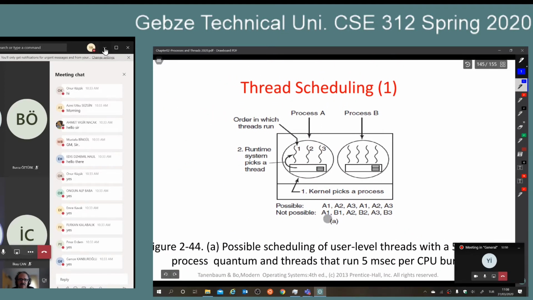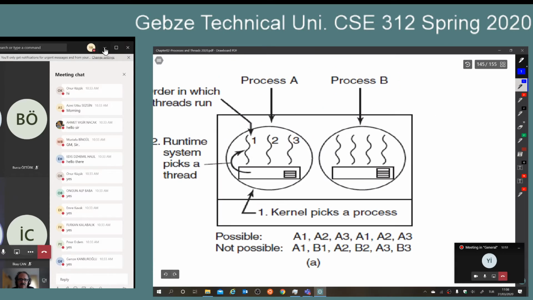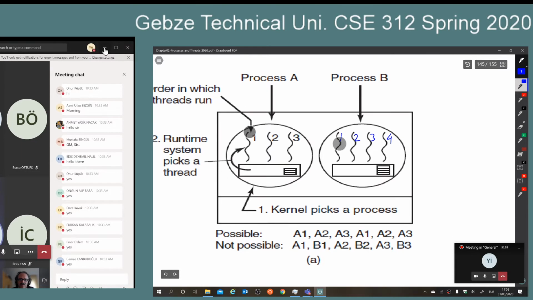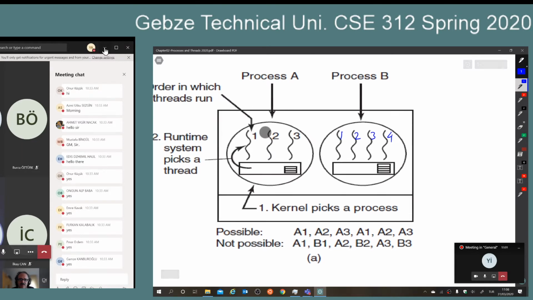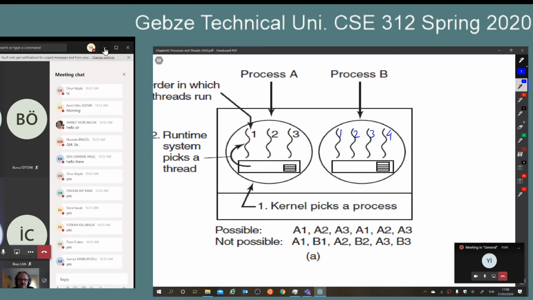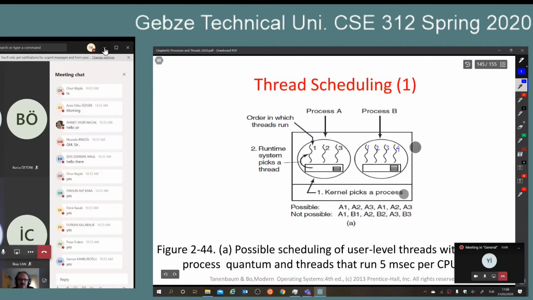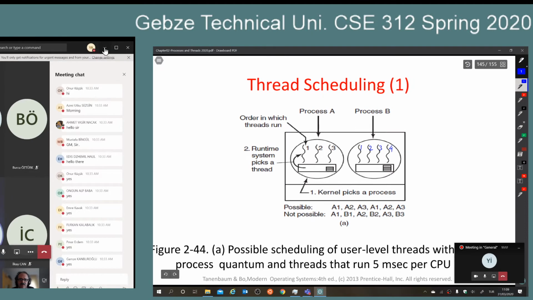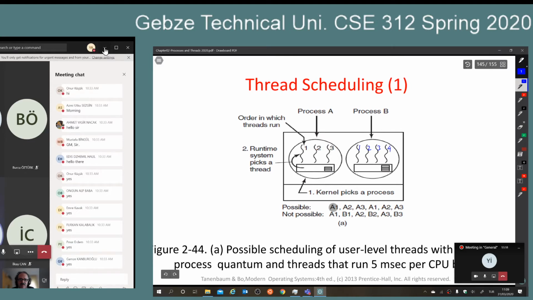So with my scheduling algorithm, round robin is running within process A. But this would not be possible: let's say this is 1, 2, 3, and 4. A1, then B1, then A2, then B2, and A3. This is not possible because I am not scheduling my threads with the kernel. When I say as a kernel that a process is going to run, I know that this will happen.